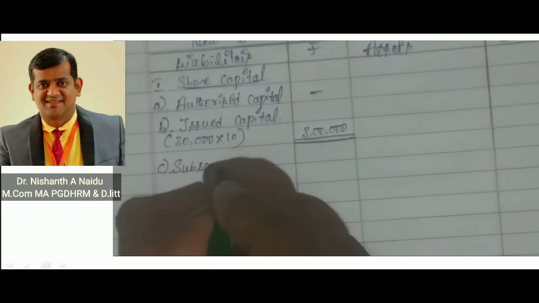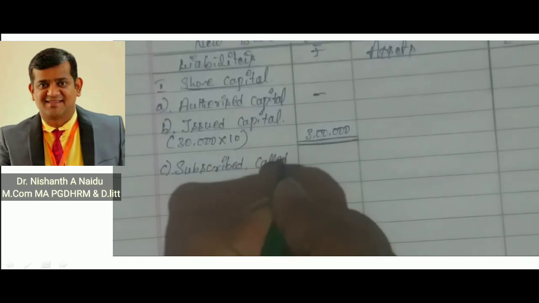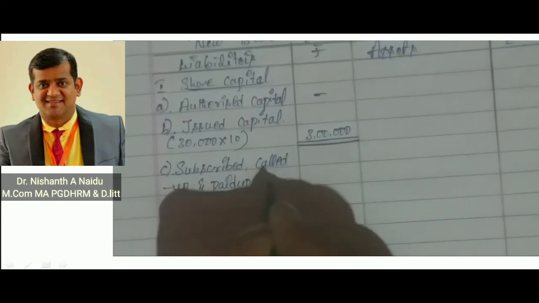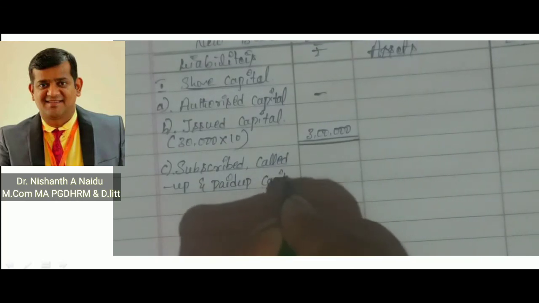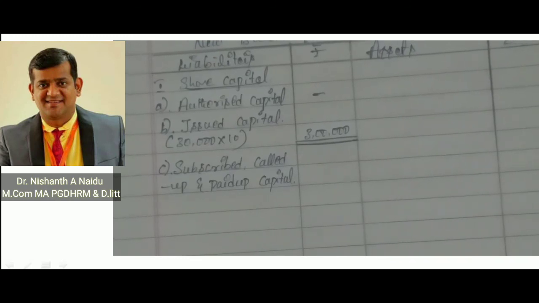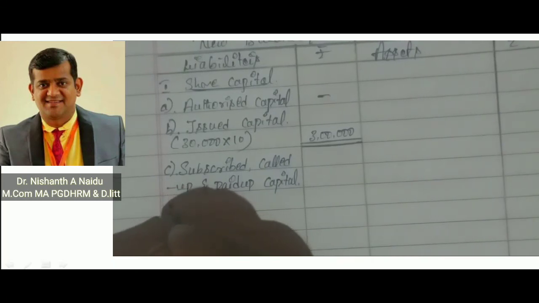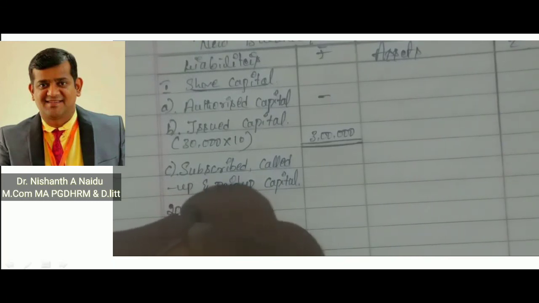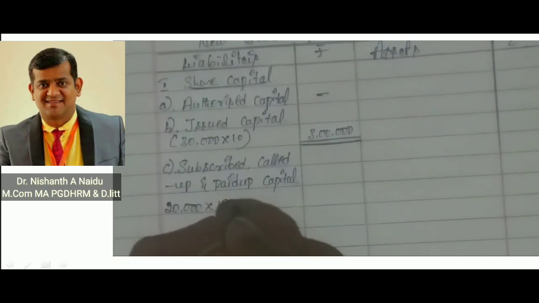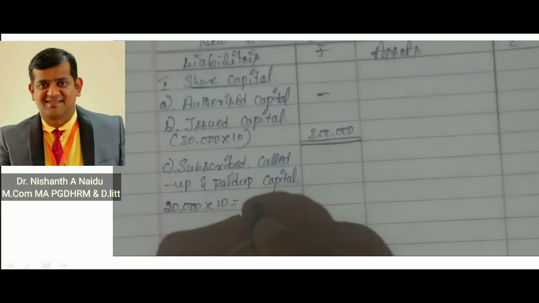In point C, I'm going to write subscribed, called up, and paid up capital. How much subscription had happened? Okay, perfect. So the public have subscribed for 20,000 shares at the face value of rupees 10 each. So 20,000 into 10, how much? 2 lakh rupees.